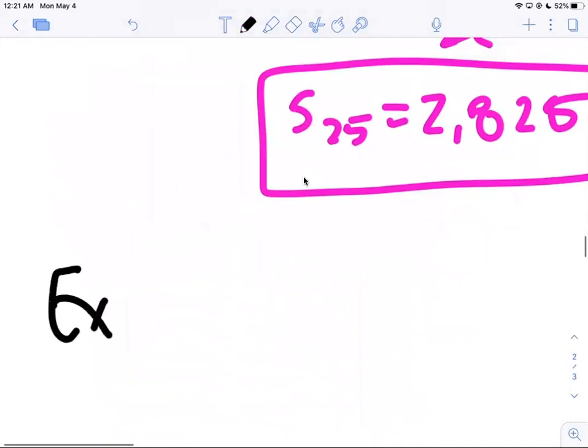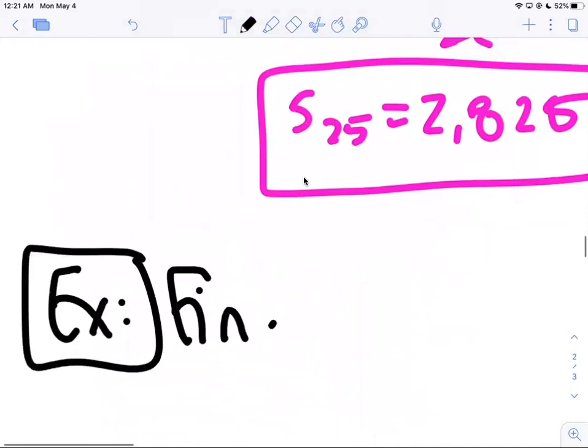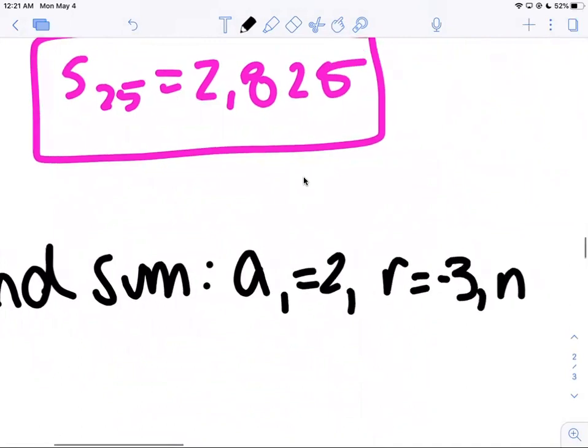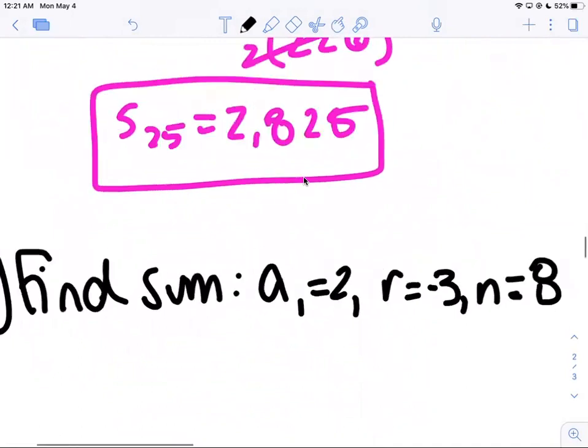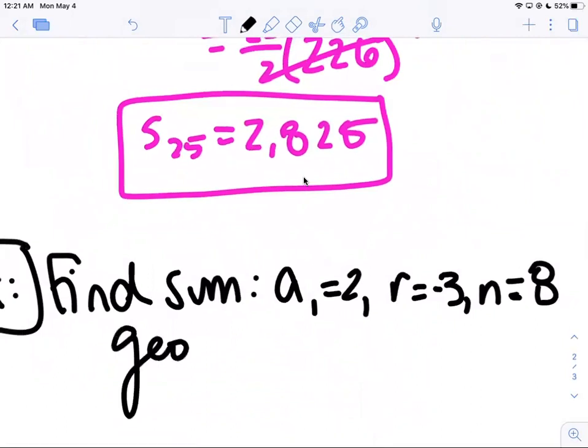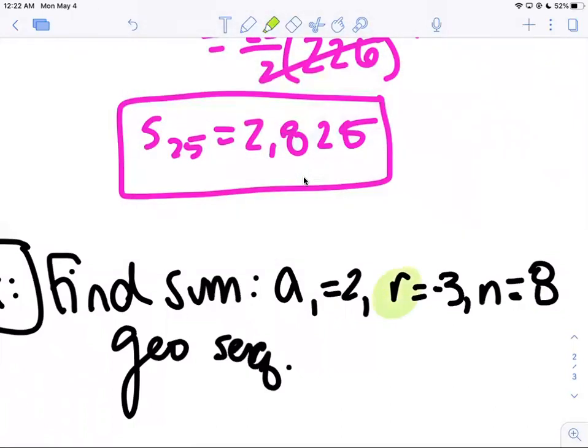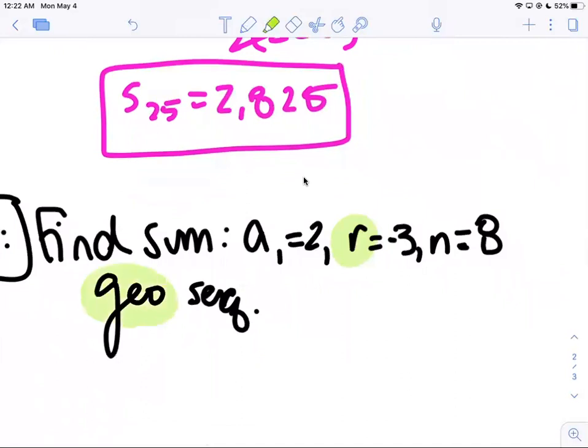So I'm going to say an example, find the sum, and I'm just going to give you some numbers to plug and chug. We'll say a sub 1 equals 2. We'll say r equals -3, and we'll say n equals 8. Again, I should probably tell you that this is a geometric series, or it's from a geometric sequence, but what's one hint right off the bat that you know it's geometric? Easy, there's an r, right? There's no r's in arithmetic. It's geometric, so there's an r, but if we weren't astute enough, I would still tell you that.